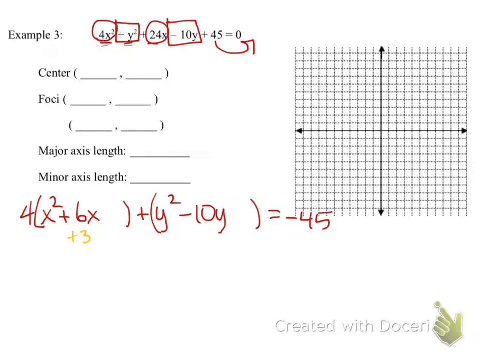So half of 6 is 3. Squared is 9. So I need to keep my equation balanced, so I need to add 9. No, watch out.